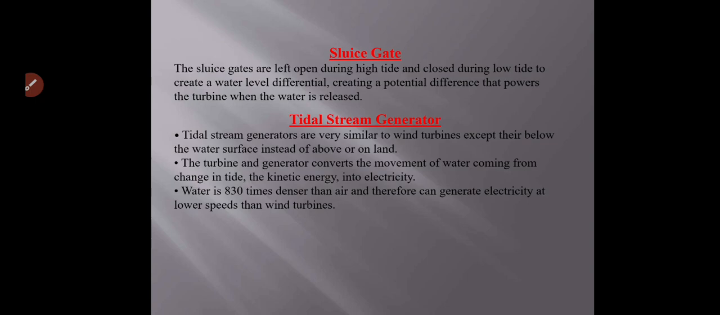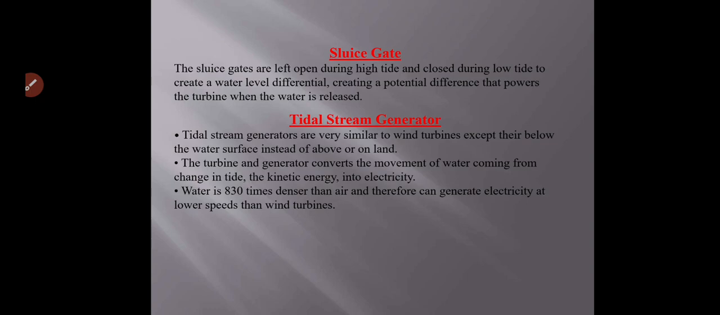Then, sluice gate. The sluice gates are left open during the high tide and closed during the low tide to create a water level differential, creating a potential difference that powers the turbine when the water is released.